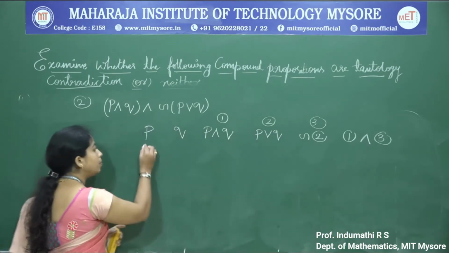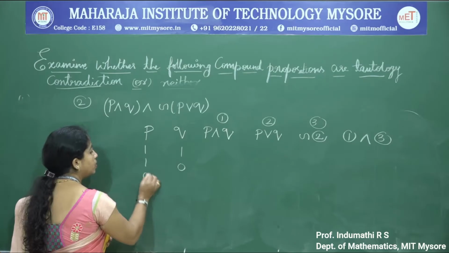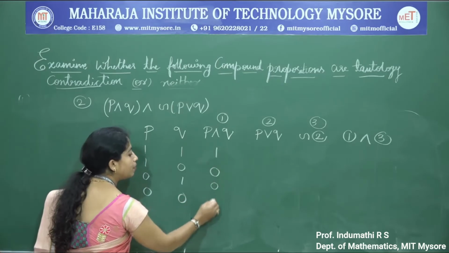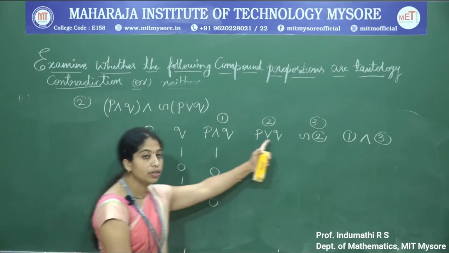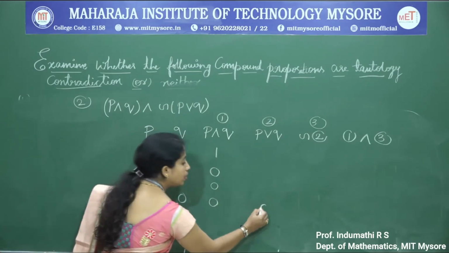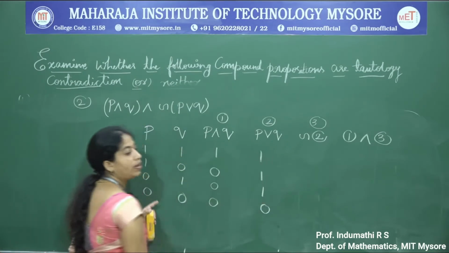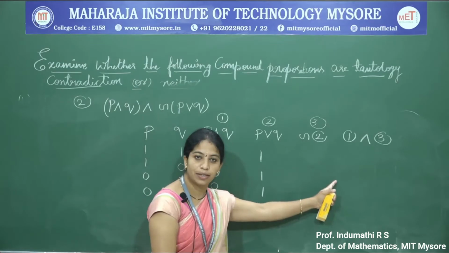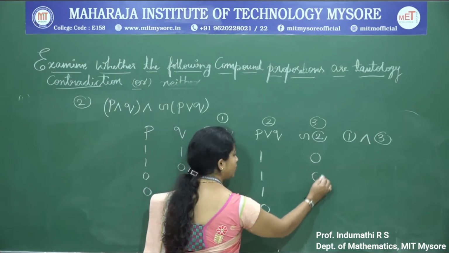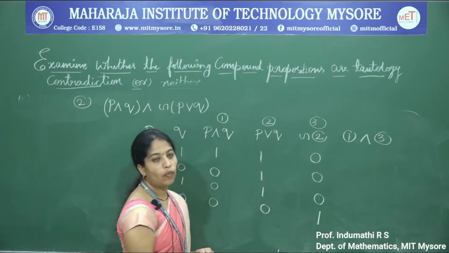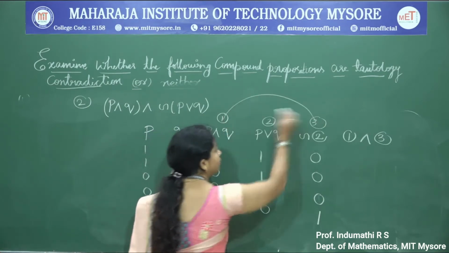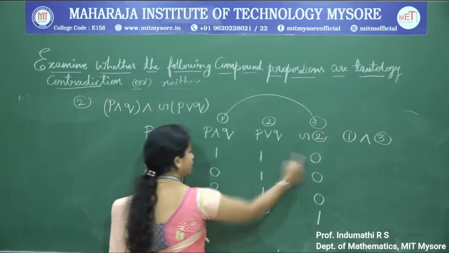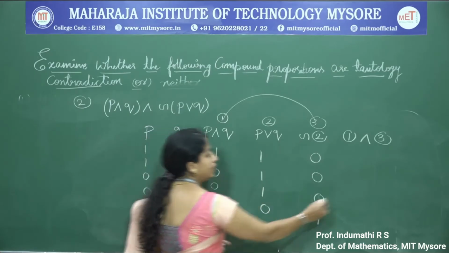If there are 2 statements, the number of possibilities is 4. 1 1 0 0, 1 0 1 0. Now in conjunction 1 1 is 1. The remaining terms will be 0. P disjunction Q. In disjunction 0 0 is 0. The remaining terms will be 1. Next, negation of this compound proposition. Negation means opposite to the given statement. If it is 1, we have to write 0. If it is 0, we have to write 1. The last is 1 conjunction 3. Now in conjunction 1 1 will be 1. The remaining terms will be 0. That is all zeros.